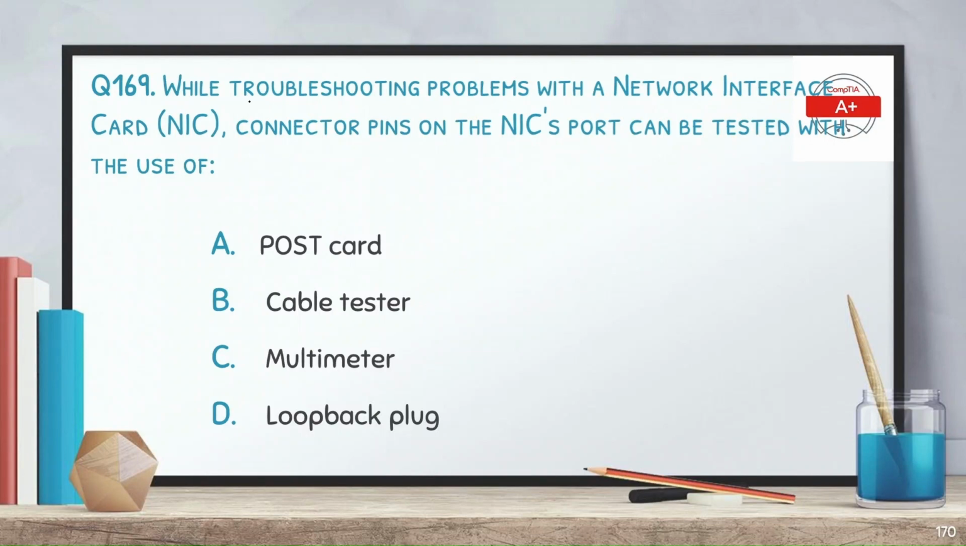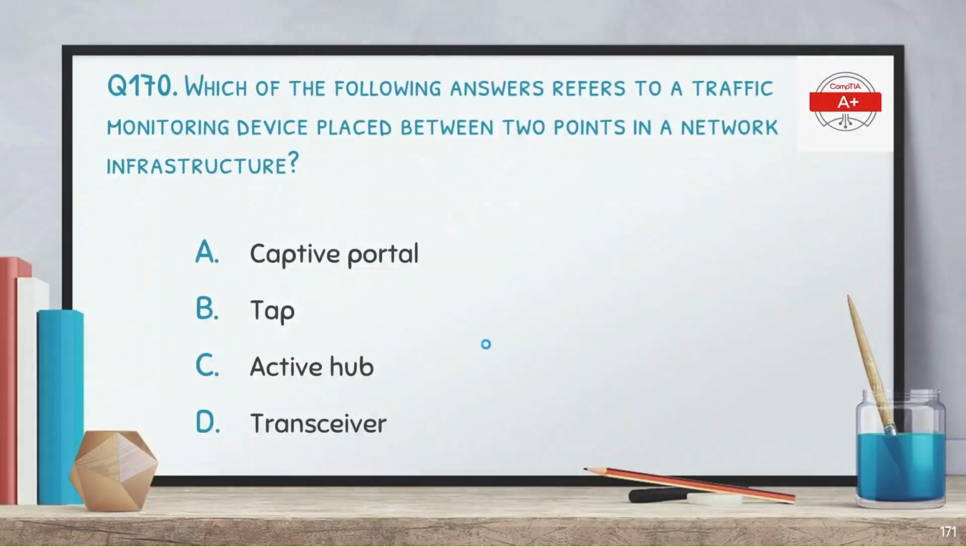Question number 169 is that while troubleshooting problems with a network interface card, that is NIC, connector pins on the NIC's port can be tested with the use of, and the options are A, postcard, B, cable tester, C, multimeter, and D, loopback plug. And the correct option is the loopback plug.